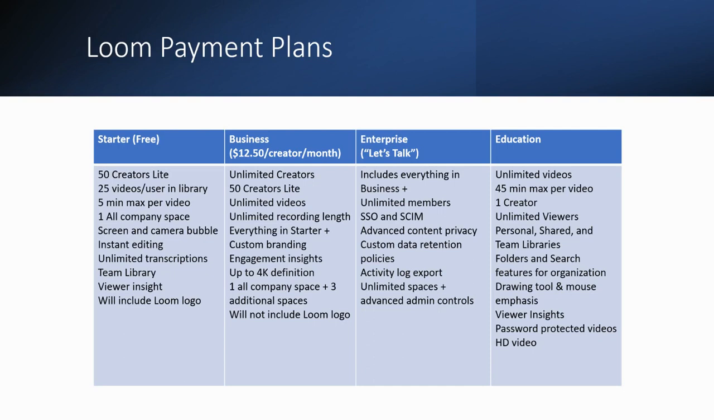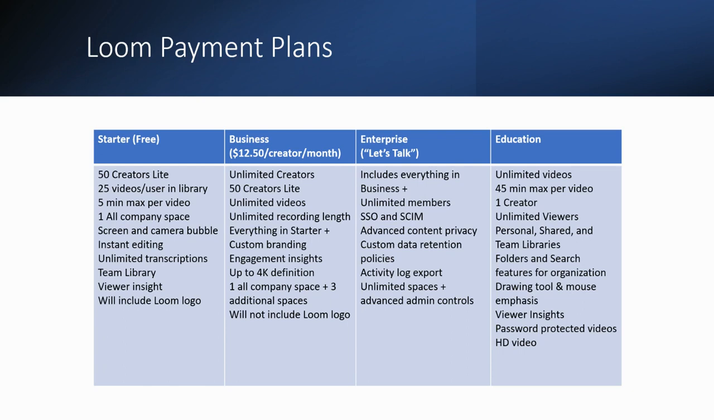The free version comes with the starter attributes, which include 50 Creators Lite, which are free users that can access your library. You can have up to 25 videos in your library. You have a 5-minute maximum length per video, a company shared space, instant editing, unlimited transcriptions, and viewer insights, but this will include the Loom logo.